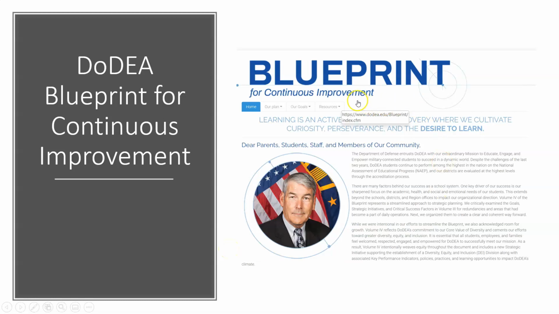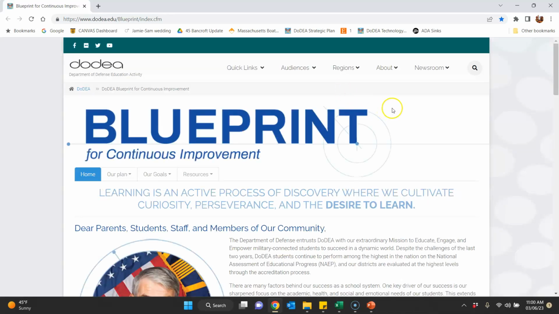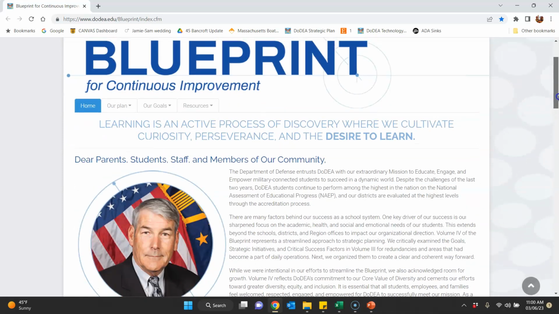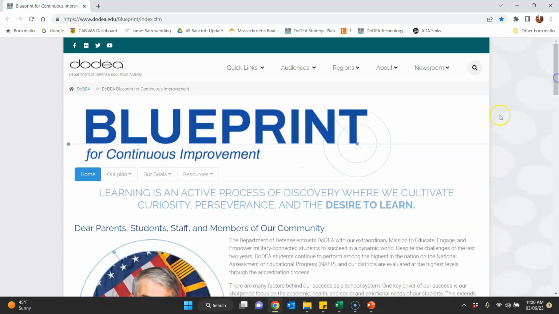So I chose this one, and I think it's a really good strategic plan and easy to follow, easy to break down. It's just very clear. And you'll see that it's for the Department of Defense schools. So while it's not directly related to technology, we're going to talk about how to align technology to these goals.